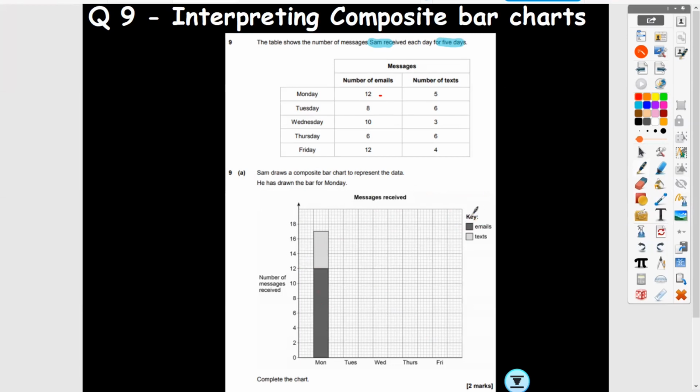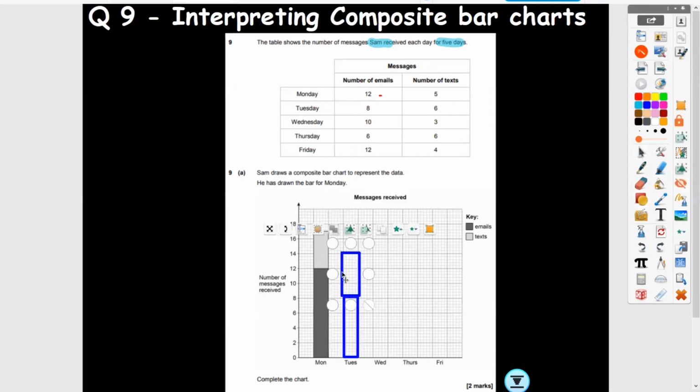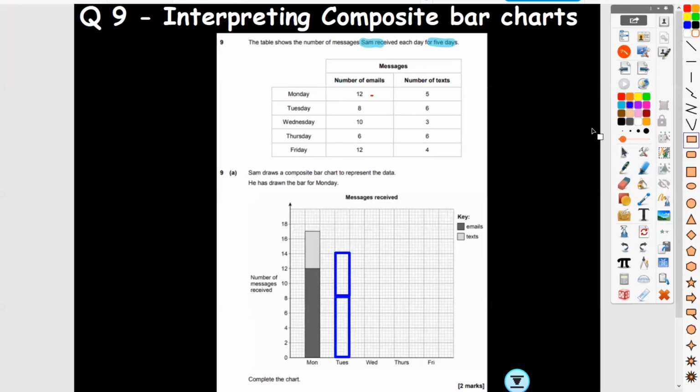Now, obviously, we can't make our key exactly the same for our examiner, so we can just make a new key next to it. So what I'm going to do is my key now. The number of emails is 8 for Tuesday, so I can go up to 8, which is here, and draw the same sort of width bar. It then gets 6 new texts, so I'm going to add on 6 from 8. Now that's 14, so my total must go up to 14, which is here, because I've obviously got another 6 messages as well. Hope that makes sense.